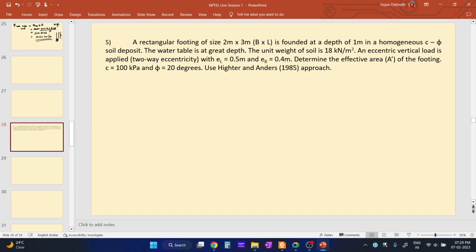So what is given over here? We need to first write down the parameters that are given. B is 2 meter, L is 3 meter, depth of the foundation is 1 meter. It is a C-phi soil, that means there will be both C and phi. The water table is at a great depth, so there will be no influence of the water table. The unit weight of soil is 18 kilonewton per meter cube.